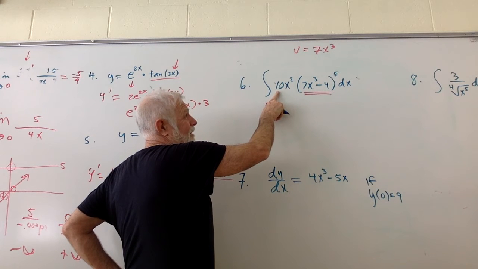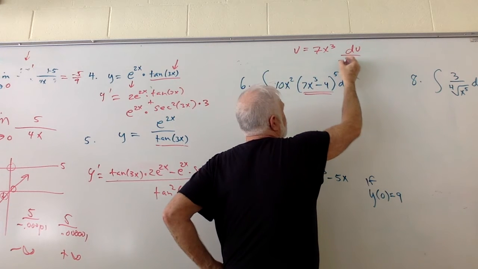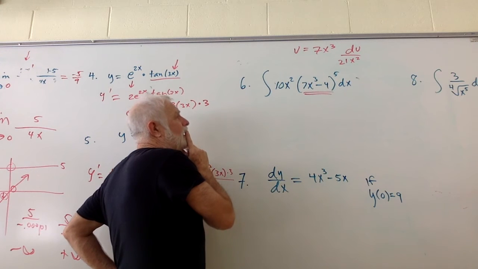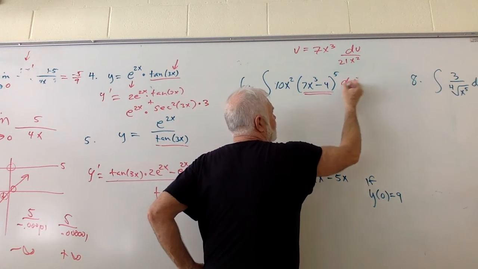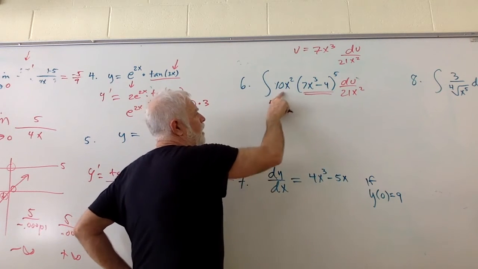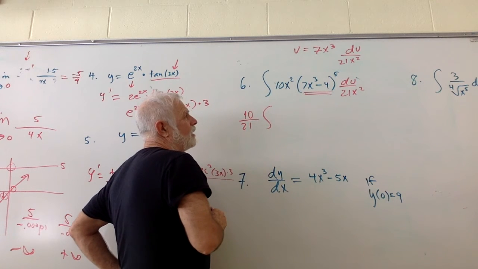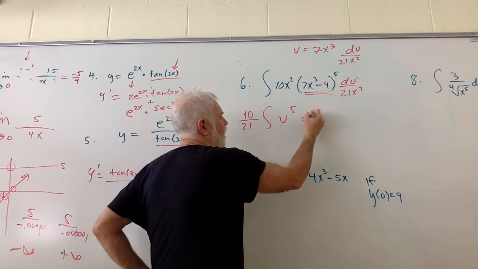I'm hoping you're saying, oh, I got a du, 21x squared coming my way. You know what? I think I can take 10 over 21 out of this critter. And I think the x squareds cancel. I think this boils down to a u to the 5 du problem.